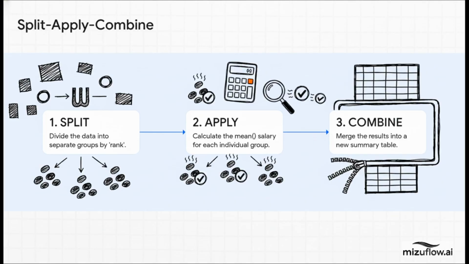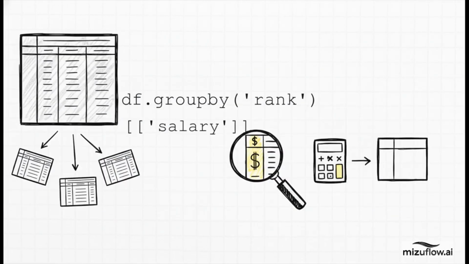It takes all those little answers and puts them back together into one nice, clean summary table. Split, apply, combine. So simple, so powerful. And you're gonna love this. The code is just as clean. You just tell Pandas to group by the rank column, then you grab the salary column, because that's what we care about, and then you just tack on .mean to get the average. That whole split, apply, combine process, all right there in one single readable line of code.